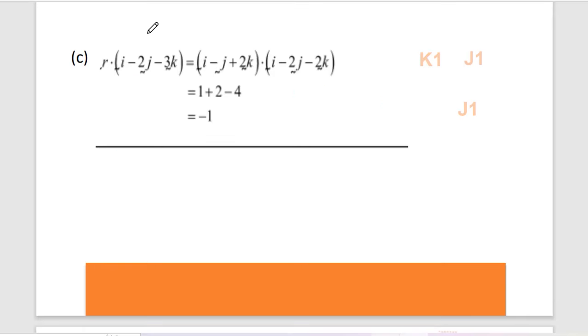Next for part C, you need to find the equation of the plane. First, write the formula, which is R dot N equals A dot N. It means that you need to find the vector A and the vector N. So first, how to find the normal vector N?